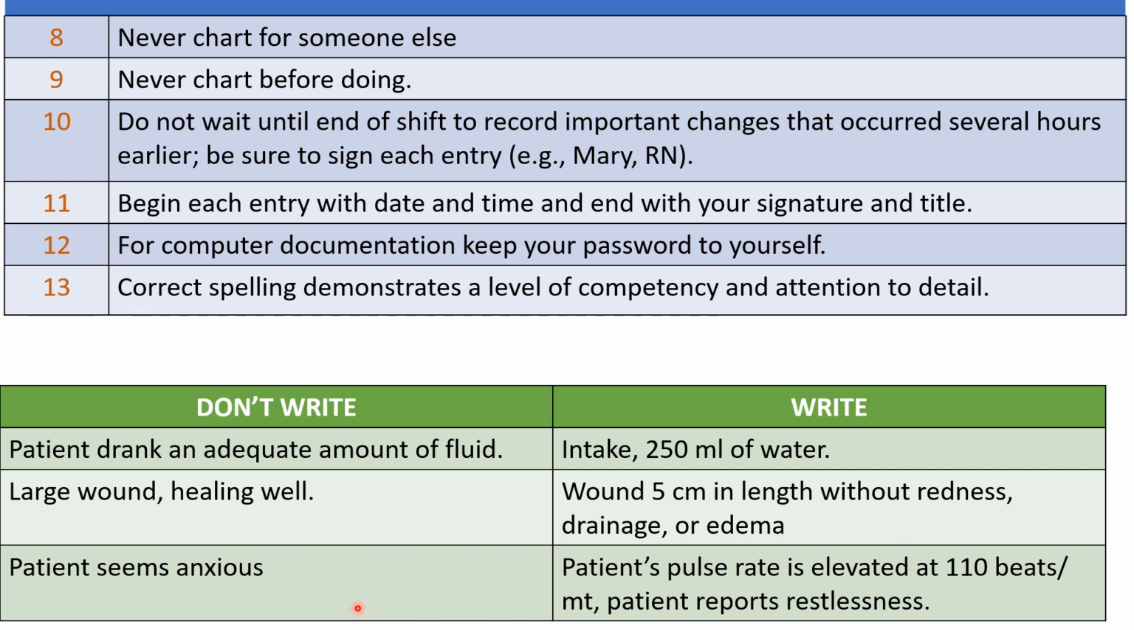And don't write "patient seems anxious." You can write how you understood the patient is anxious: the patient's pulse rate is elevated at 110 beats per minute. Patient reports restlessness. We are going to see a sample nurse's note now.